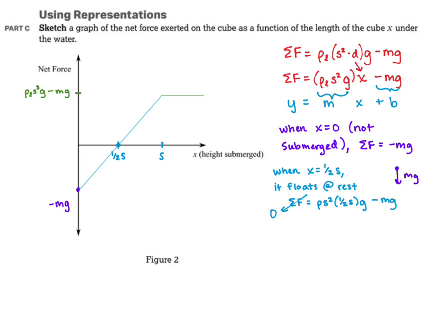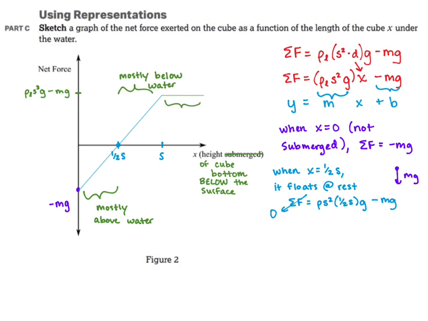We also know that since the buoyant force is based on the amount of fluid displaced, once this cube is fully in the water, we've hit the cap on how much water we can displace. So if we go deeper than height S, which makes this graph label kind of weird, let's adjust that. Let's say X is going to be the height of the bottom of the cube below the water. So let me clarify what I mean by that.